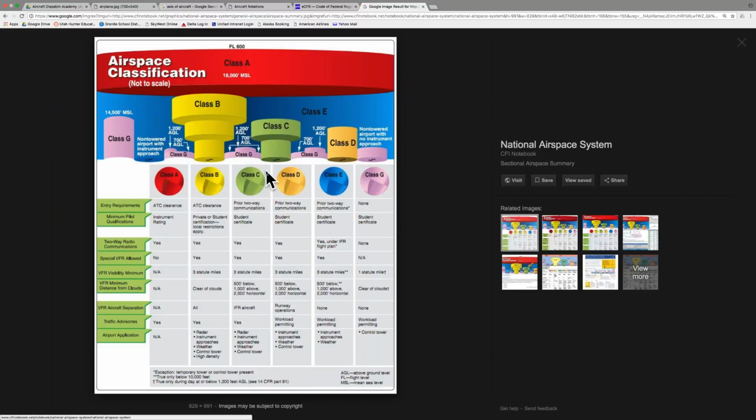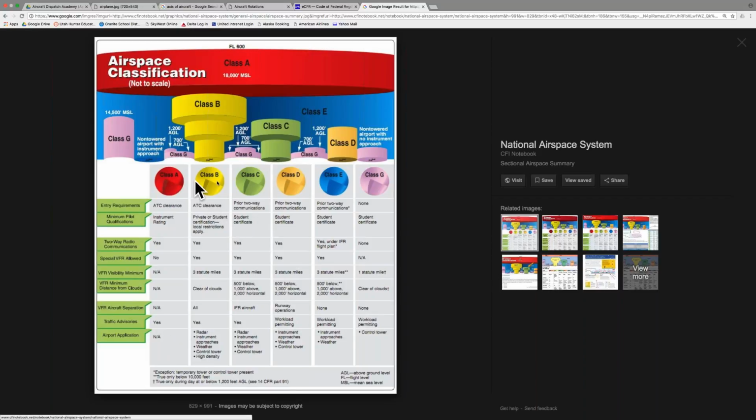Then we have Class C, Class D. Now, Class A airspace is everything from 18,000 feet to 60,000 feet. So this is where all of your airlines operate. And a lot of your military aircraft and things like that. Some military aircraft go well above 60,000 feet, but this is where a lot of the traffic is going to lie, is in that Class A airspace. And so there's a lot more restrictions and things that are required for flying in that area.